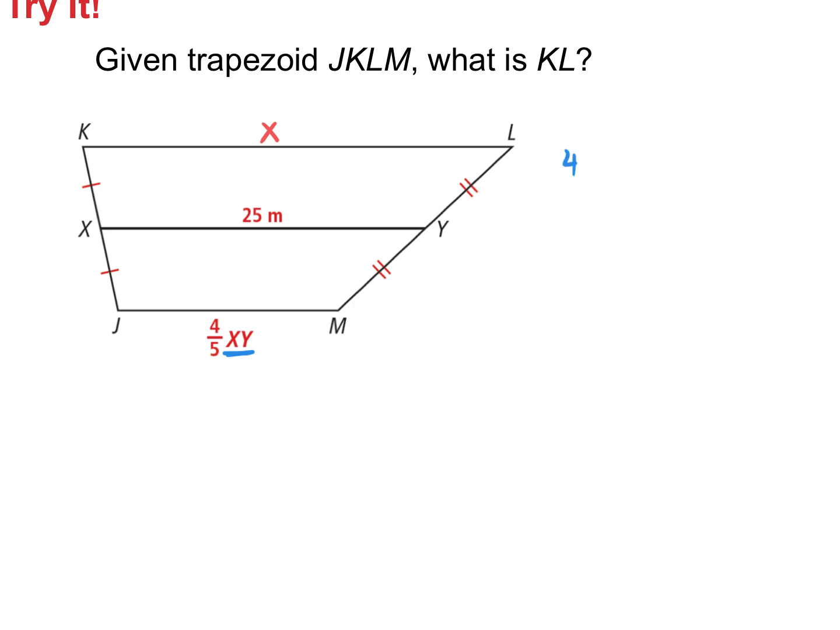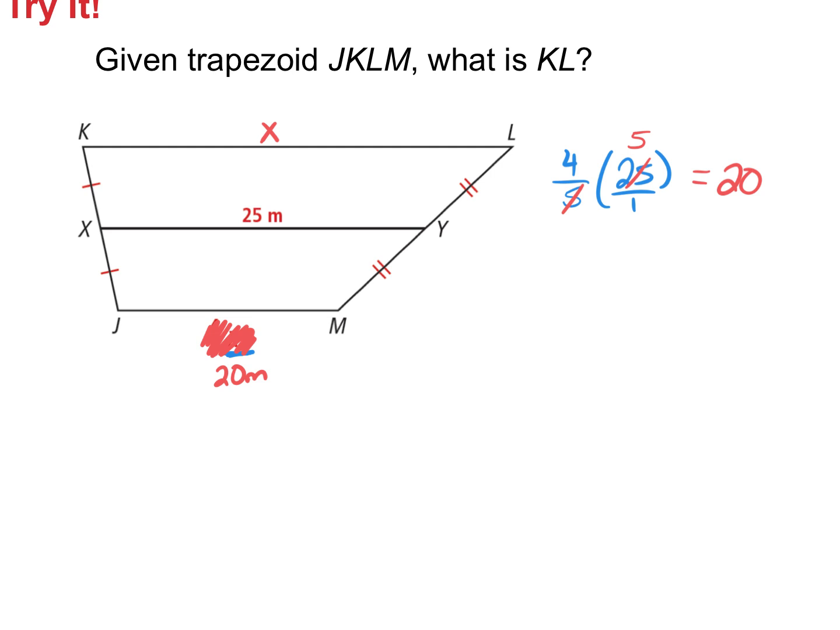So let's do 4/5 times 25. Remember, you can think of this as over 1. All I did was I plugged 25 into x. How many times does 5 go into 25? 5. 5 times 4? 20. What did that just give me? It gave me JM, this one. Yep, so JM is 20 meters.